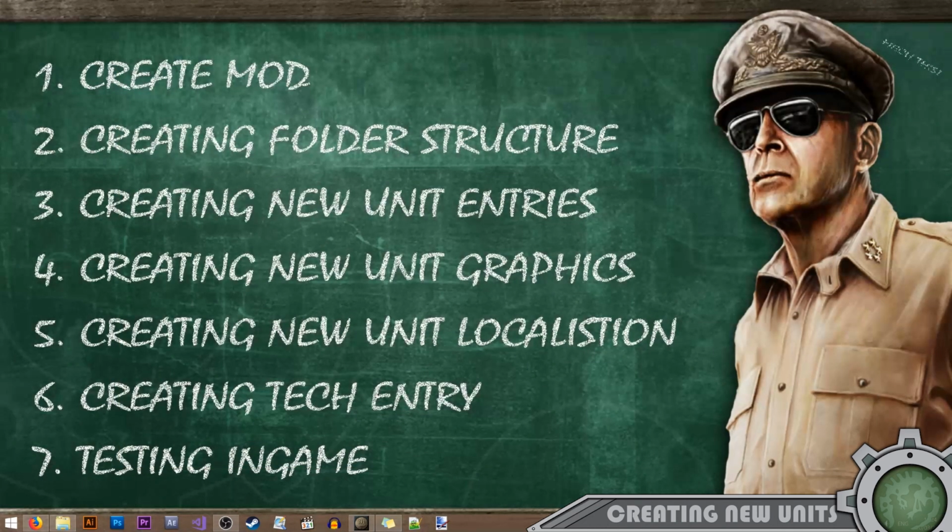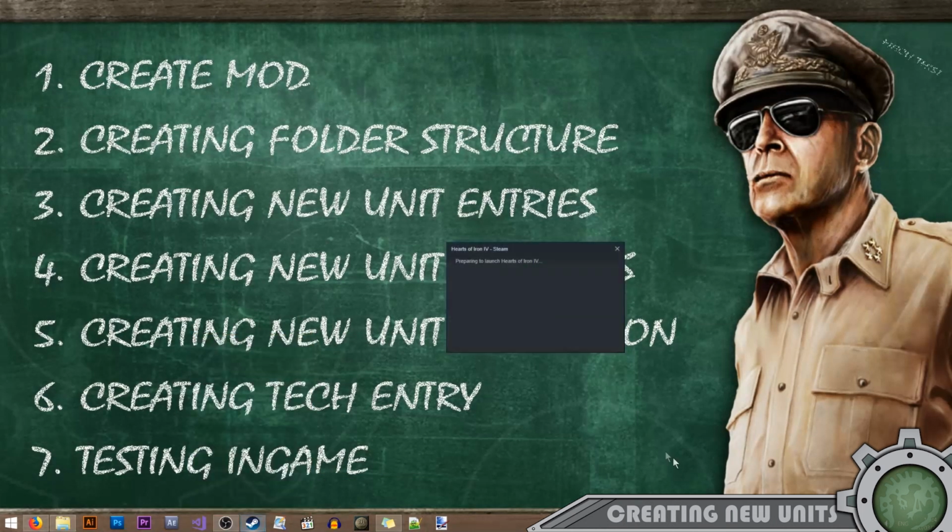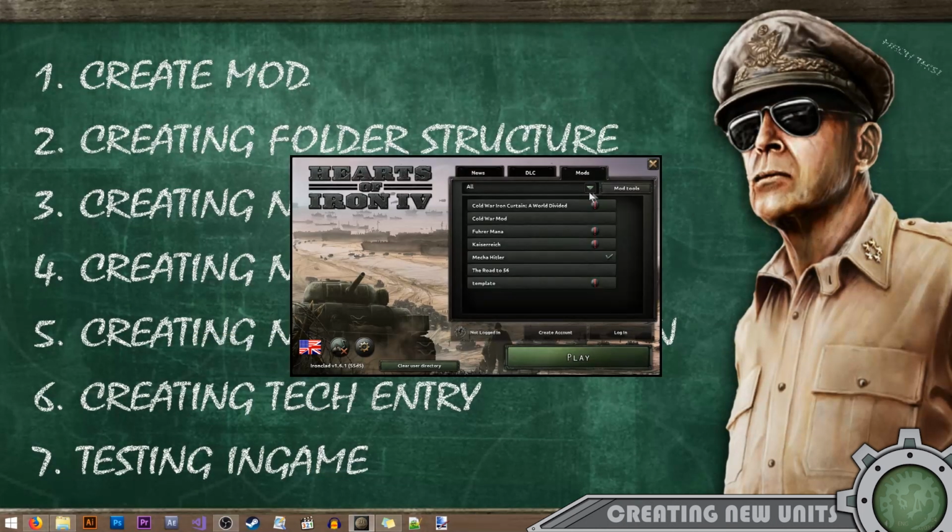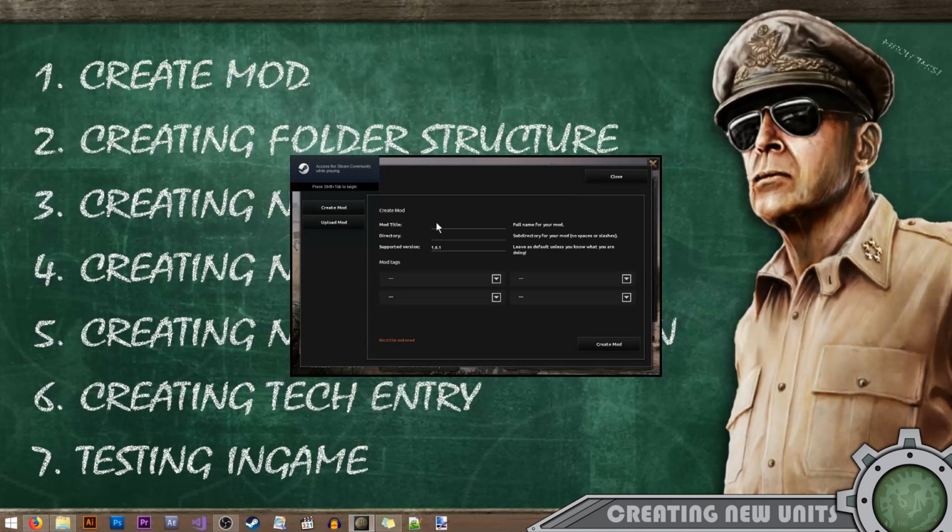As with all previous lessons, we have a few steps to go before we can introduce our new mechs into the game. The first step is to create our mod. So to do that, we'll need to start HOI4 from Steam. From here, we'll go to mods, mod tools, create mod, and we'll call our mod Hitler mecha. And we'll give the directory the same name. And as for the tags, you can just put any of these. I will put gameplay, it doesn't really matter. And we'll click on create mod.